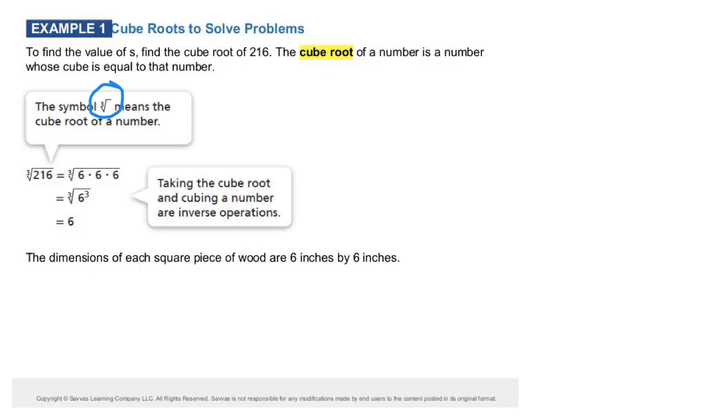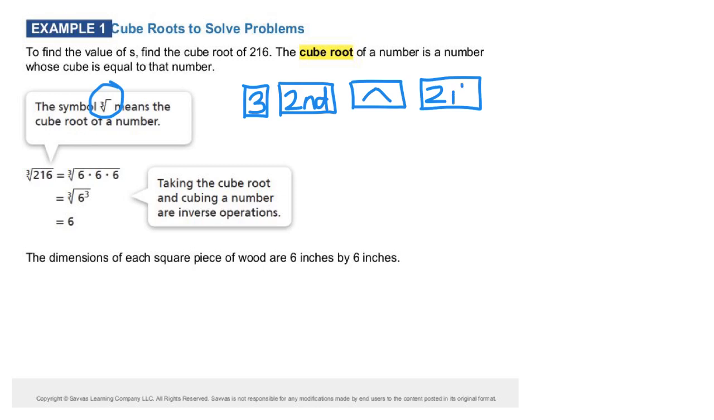So to do this on my calculator, you would hit 3. Then you would hit the second key. The second key is in the top left-hand corner. And then you're going to hit this key that is right next to the 7. And then you're going to type in 216, and you're going to hit enter. And your answer will come out to be 6.